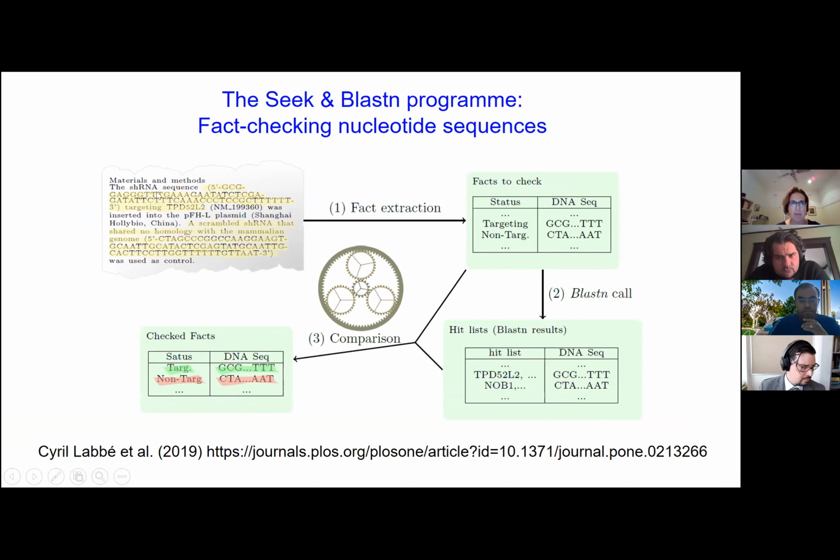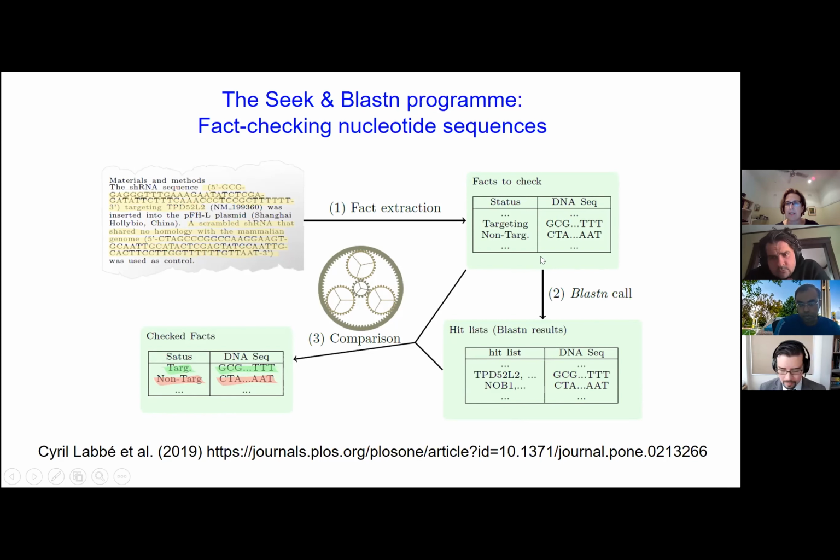On this slide, you can see a materials and methods section from a paper, which is specifying 2 nucleotide sequences, which are characterized by just 4 letters, indicating the nucleotide bases in DNA and RNA. So we've got these strings of G, C, A, and T, and these are essentially anonymous. Nobody, including myself, can see what they are, and so they are linked to identifiers. So Seek and Blast can extract those sequences and their associated identifiers by scanning surrounding text, and then assemble a list of facts to check.